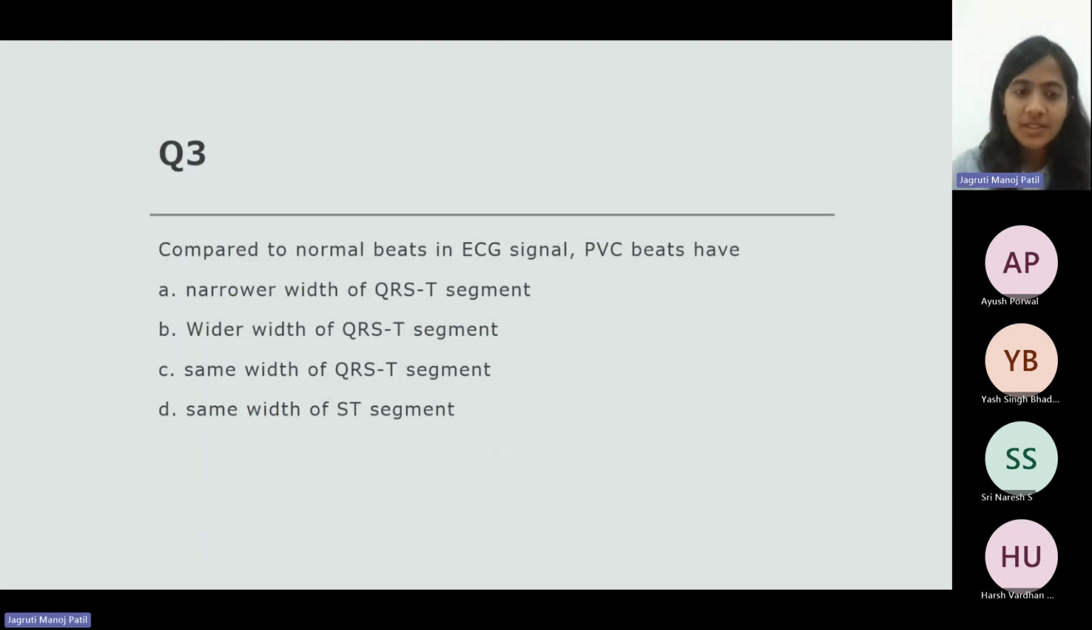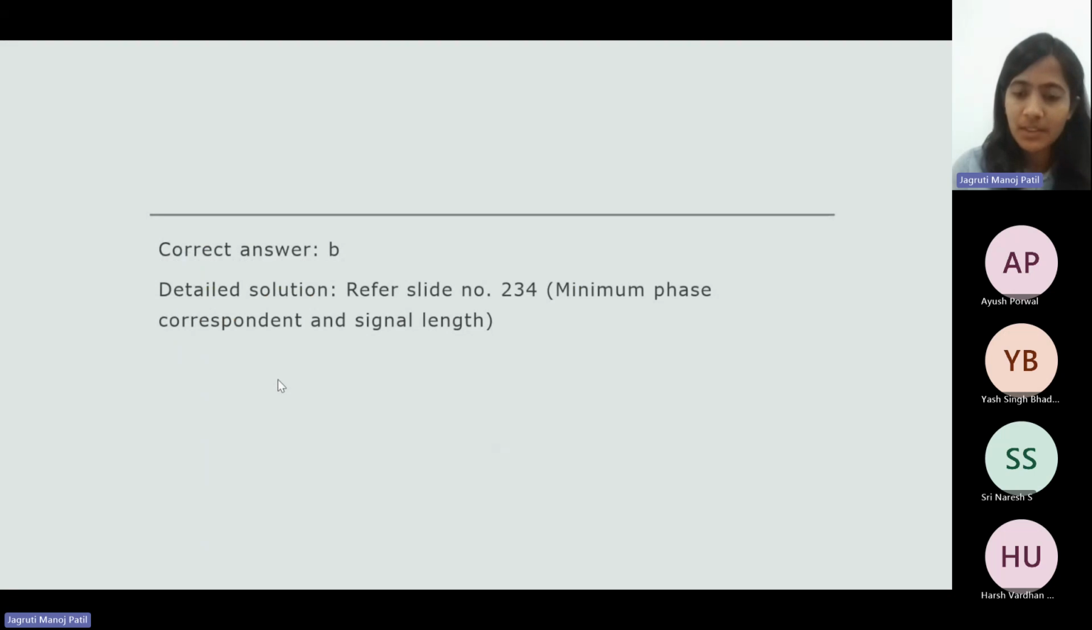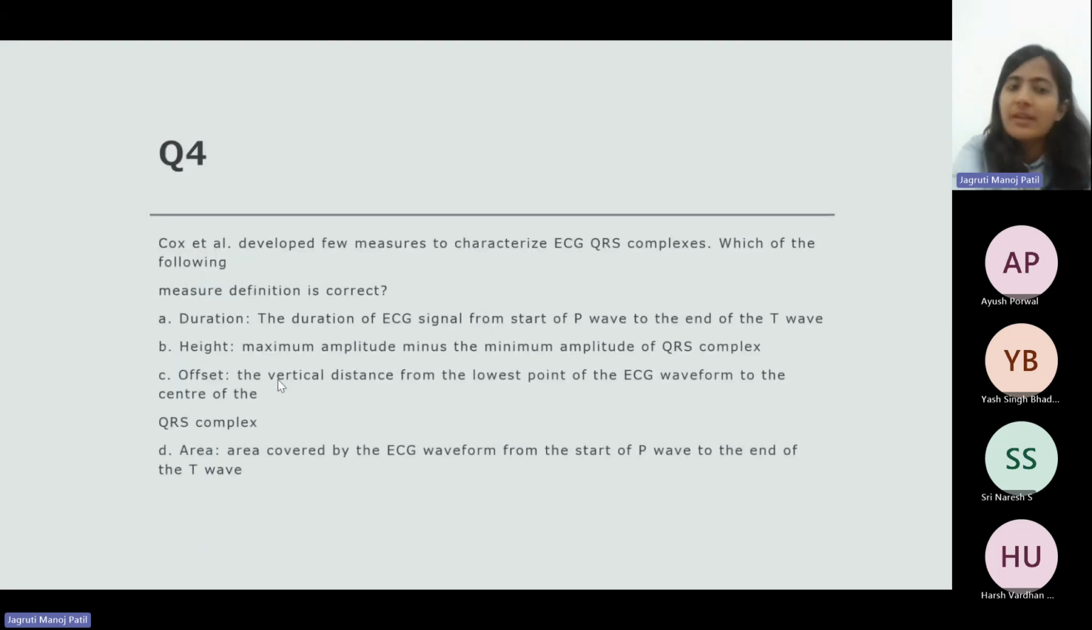So, okay, the answer for this was the wider width of the QRS segment. Next is Cox et al. developed a few measures to characterize the ECG QRS complexes. So, which of the following measure definitions is correct? Duration, height, offset, and the area under the curve. So just read through the slides. Read through the definitions and let me know which particular definition you think is correct and would apply for the physical waveform over here.